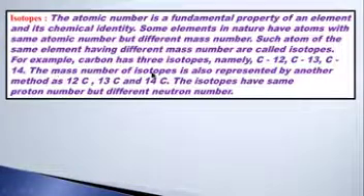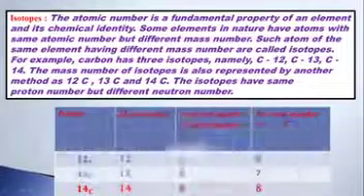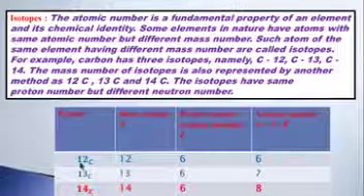The mass number of isotopes is also represented by another method. Here 12C, 13C and 14C. The isotopes have same proton numbers but different neutron numbers. See this example. Isotopes, mass number, proton numbers and neutron numbers.